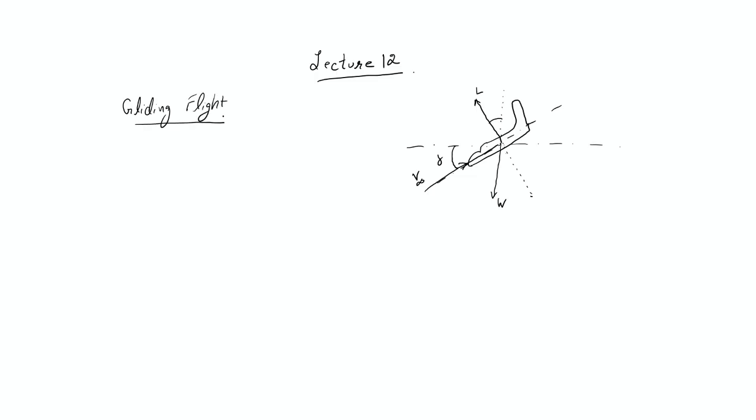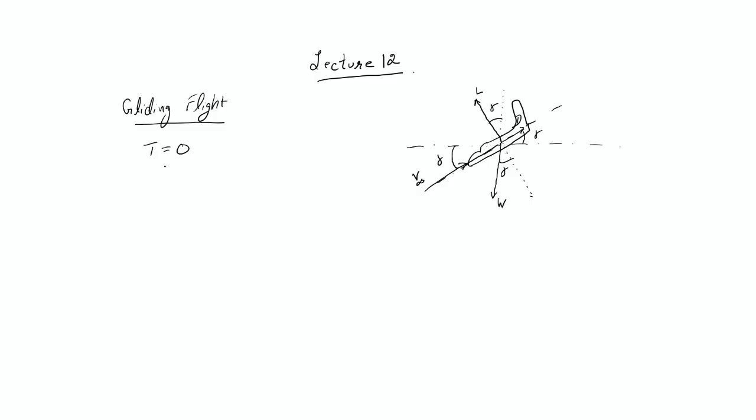Now we will develop the equations of motion for this gliding flight. This is the flight path angle gamma, which is obviously negative. Weight is acting downwards. Lift is perpendicular to the velocity. This angle will also be the flight path angle gamma, and this will also be gamma, and this is the drag, which is acting opposite to the flight path. Here the aircraft is in a power-off glide, that is, thrust is 0. That's why I did not consider thrust here.